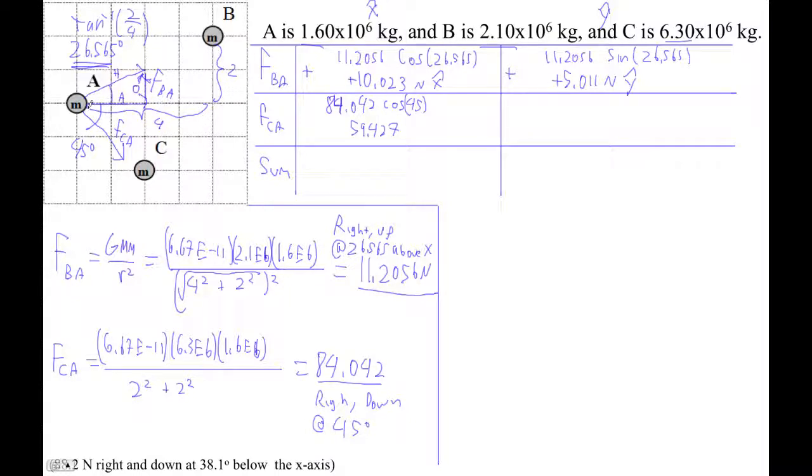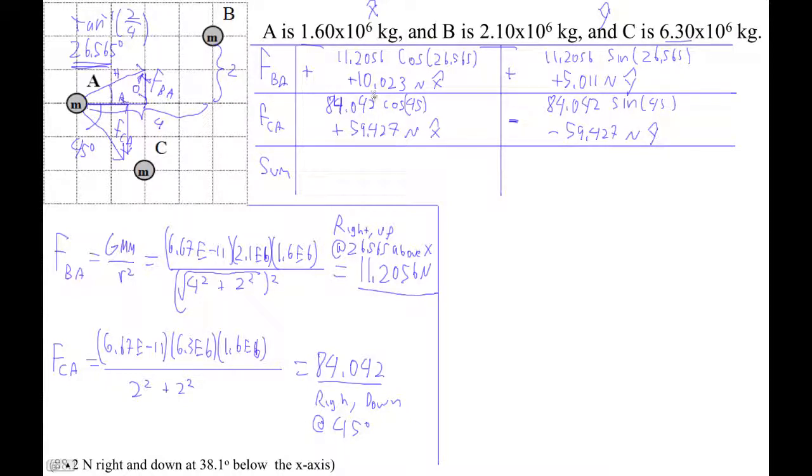Now let's look at this. We're doing FCA, so it's going to be to the right and down. Since it's to the right, this will be positive newtons in the x direction. And then the y component is going to be negative, because it's down. The force of C on A was down, so that's going to be negative. So let's go 84.042 sine of 45, which is, of course, the same number, but it's negative. So negative 59.427 newtons in the y direction.